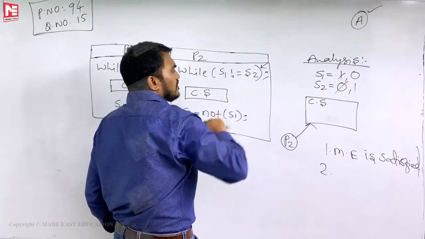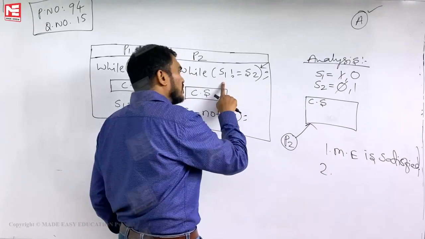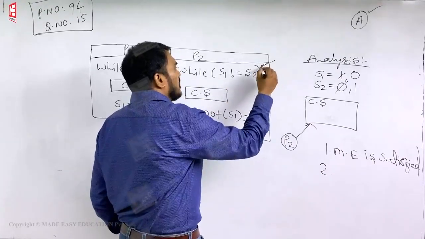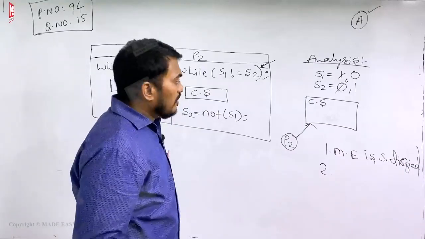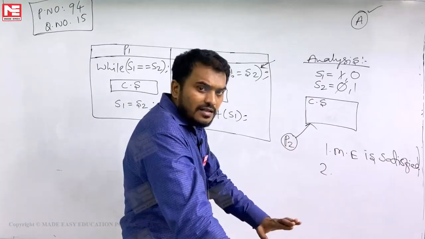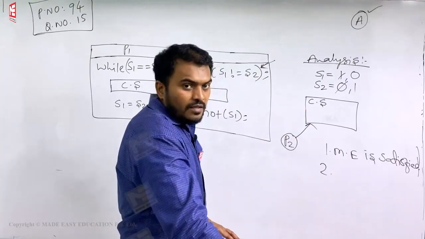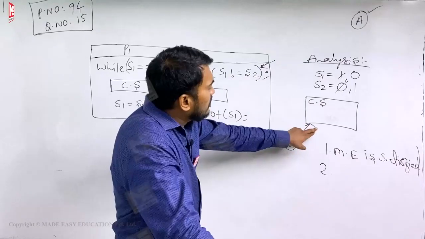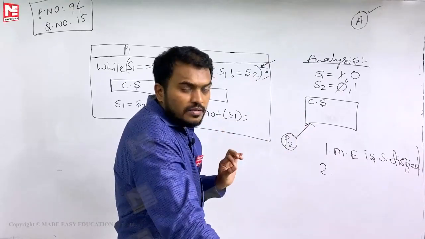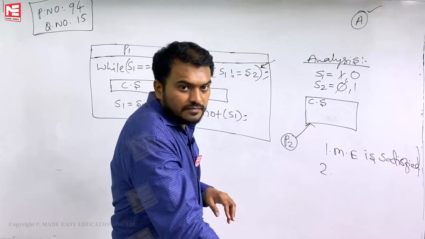0 not equal to 1, true or false? True. If it is true, the process will stop here. Look at here. Now critical section is free. Nobody is there in the critical section and P2 is trying to enter into critical section. But P2 is not able to enter into critical section.